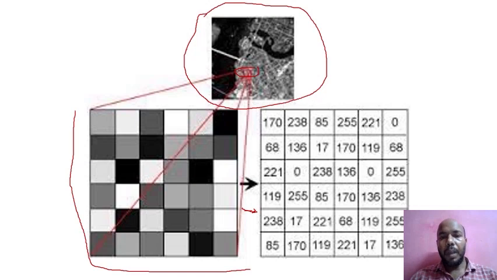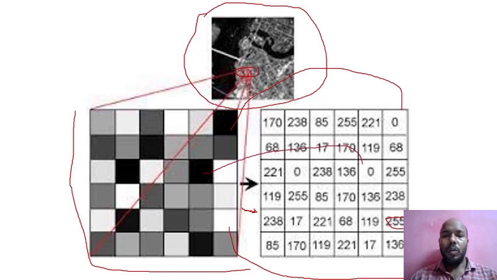Here it is black, so that is a 0. Next to it we have a white, and the corresponding value is 255. Again here black is there, so we can say it is a 0. Next to that it is white, so it is 255. So all the values are correspondingly related.